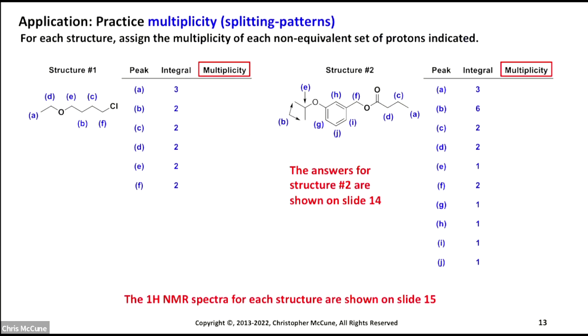All right, here's another practice problem. For each structure, assign the multiplicity of each non-equivalent set of protons indicated. The answer for structure 2 will be shown on the next slide. Okay, I'm going to do structure 1 as an example just to go through this again. So I'm going to pick A first. A is next to a carbon that's a CH2, and so N is equal to 2. So that should be a triplet.